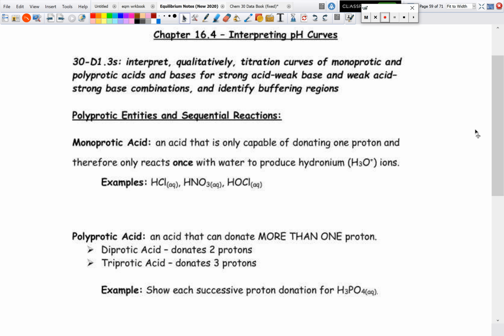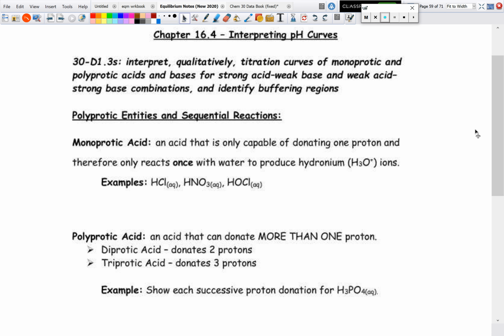Alright, welcome back to our last lesson of this unit and of course of Chem 30. So we're going to be looking at interpreting pH curves, so there's going to be a few different things in here. We're going to be looking at what we call polyprotic substances, so these are acids and bases that have more than one proton to either accept or donate. We're going to be looking at buffers, and then of course how that ties into our pH curves.